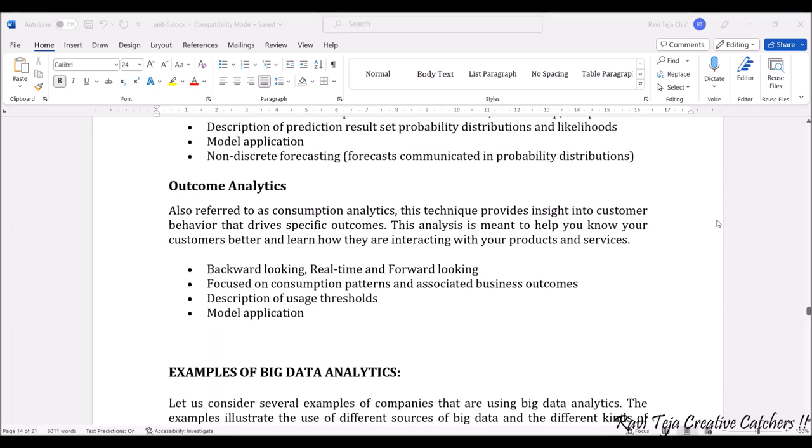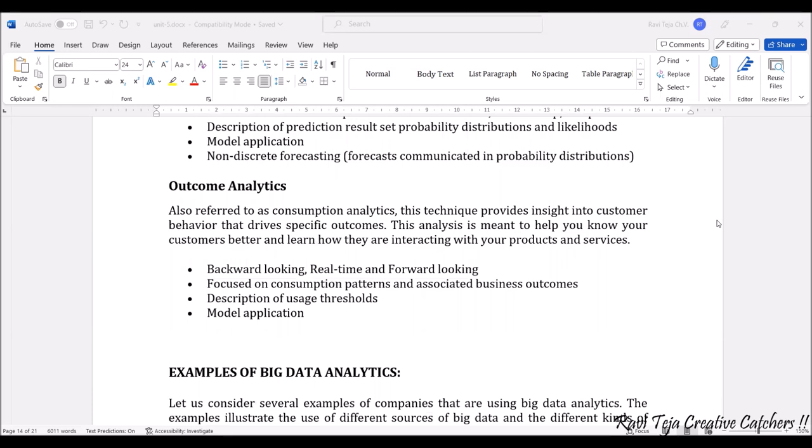The next analytics is outcome analytics. In outcome analytics, we have backward looking, real time and forward looking as well, focused on consumption patterns and associated business outcomes, description of usage of threshold model applications. All these analytics are helpful in data analysis as well as data processing.